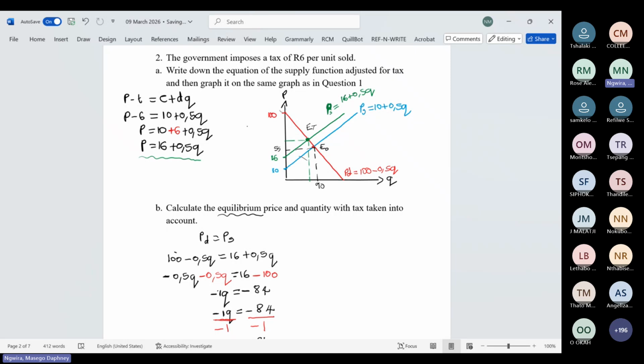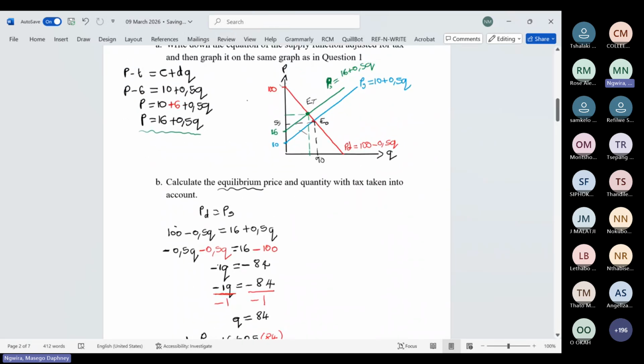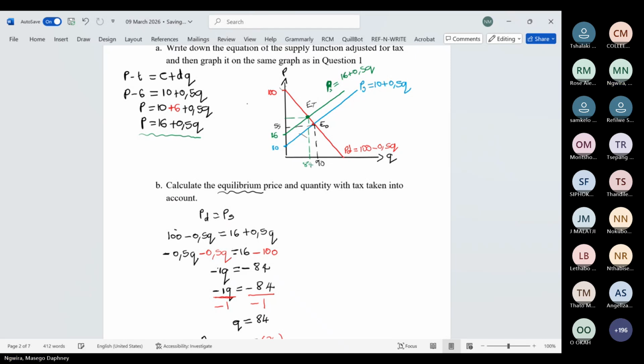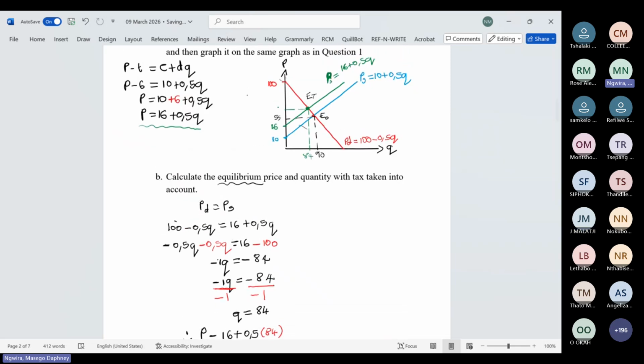So our Q for this ET is 84. So it means that this point is supposed to be 84. This drawing is not drawn to scale, so please don't scrutinize me. All right, and then the P is 58, so this will be 58. You won't be asked to draw the graph. This is just to help you understand what you're talking about. So this is the equilibrium after tax. This one is before tax. So yes, that's how it looks.